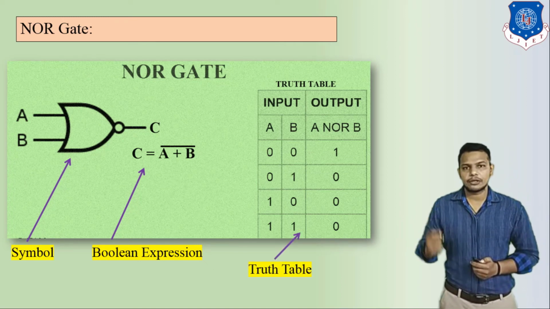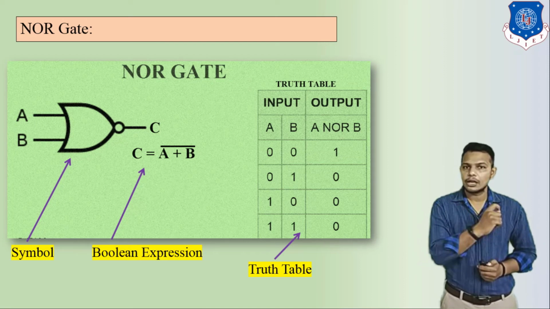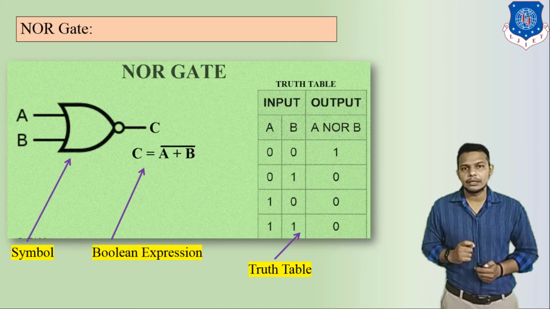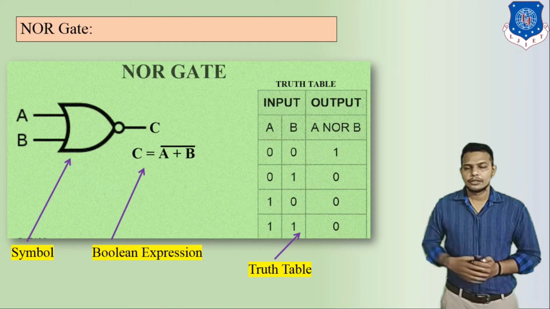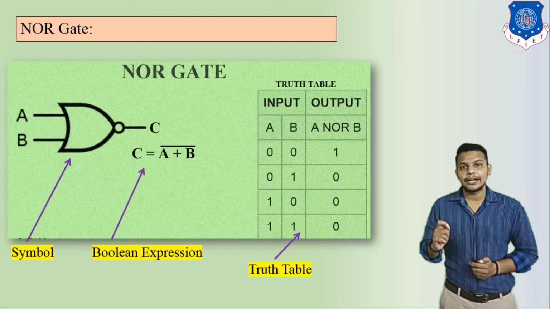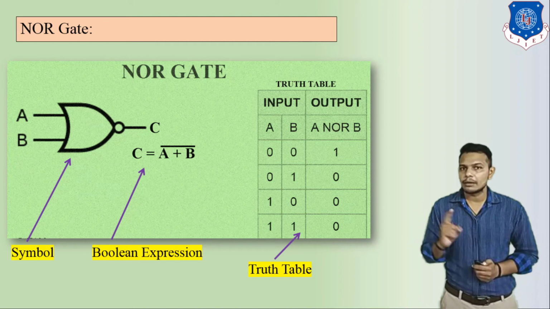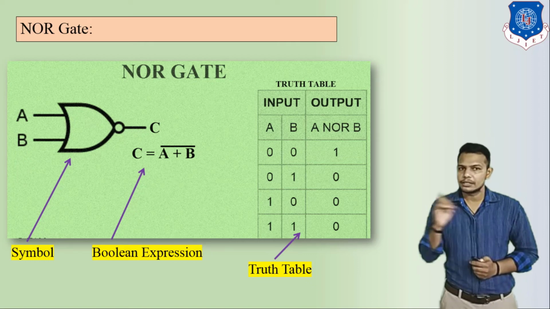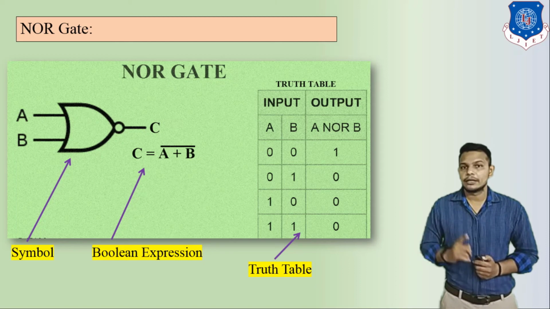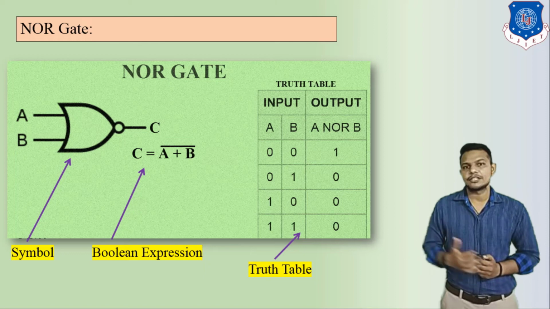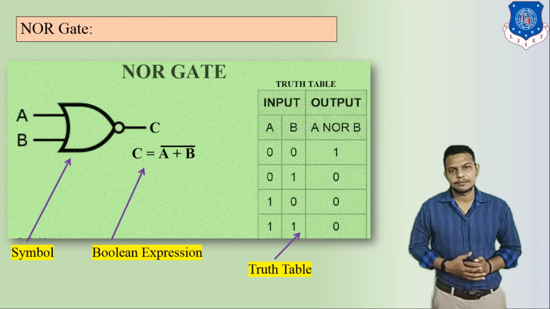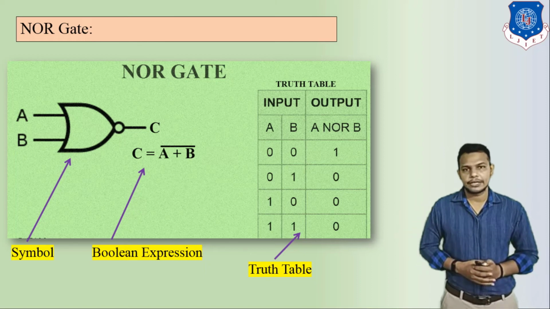That means if I enter 0 0 in an OR gate, your output will be 0, but here it becomes 1. 0 1 in an OR gate, your output will be 1, but here it is 0. 1 0, similarly 0, and 1 1 in an OR gate it is 1, but here 0 due to this inversion. So this is the NOR gate.